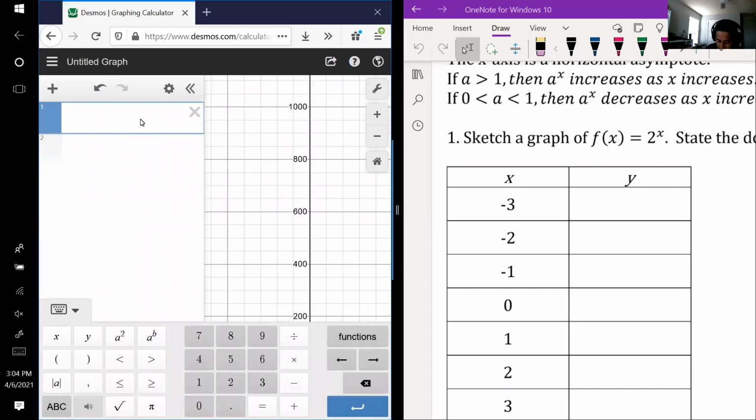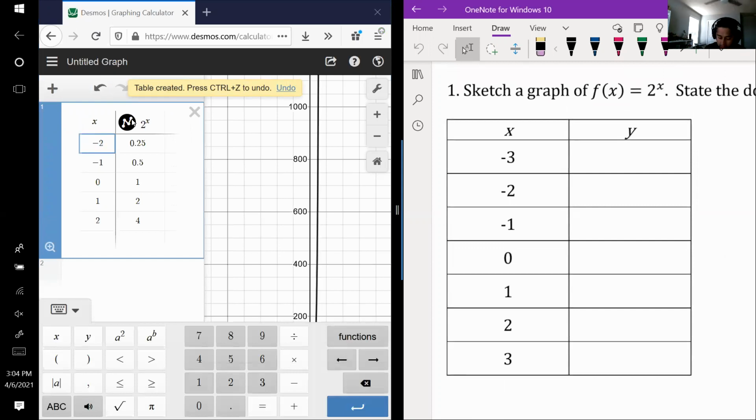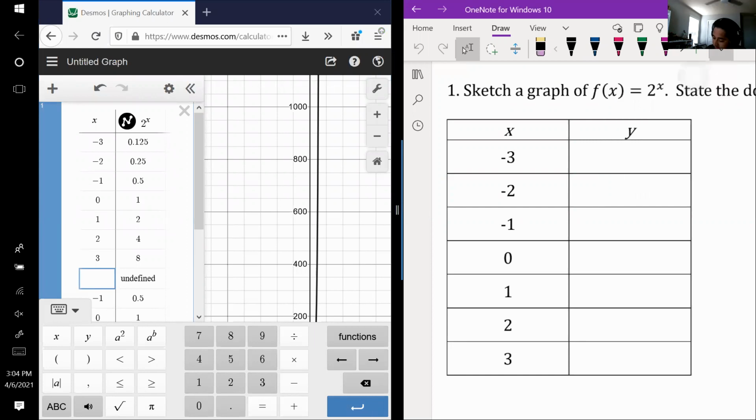Okay, and I'll type in 2 raised to the x. All right, and I'll do my table. I'm going to type in these numbers that we have on the right side. So -3, -2, -1, 0, 1, 2, 3. Okay, and fill out the rest of my chart. So we get 0.125, 0.25, 0.5, 1, 2, 4, 8.